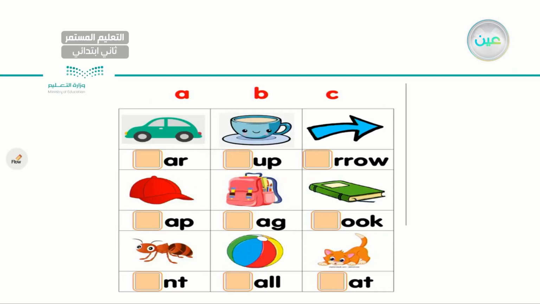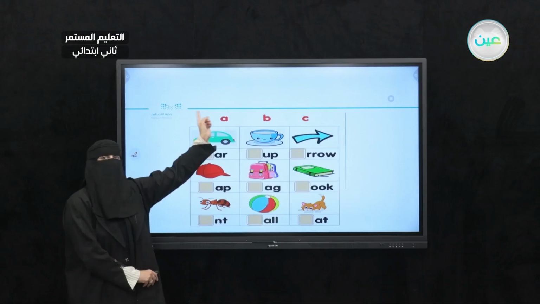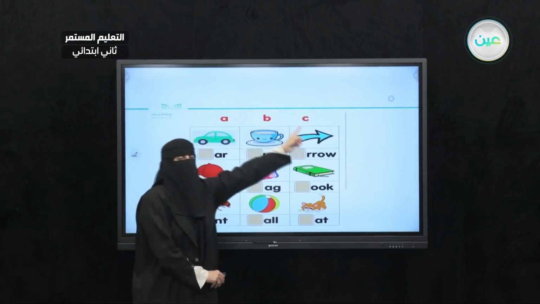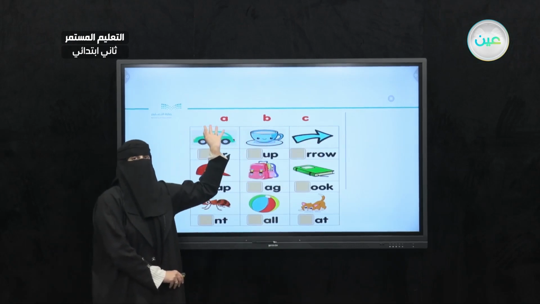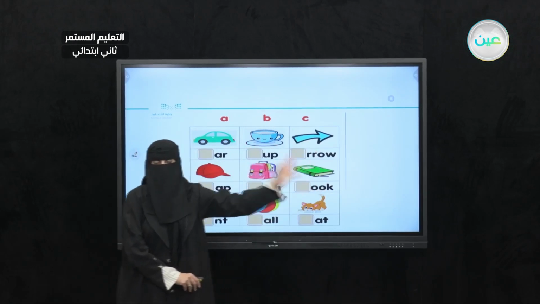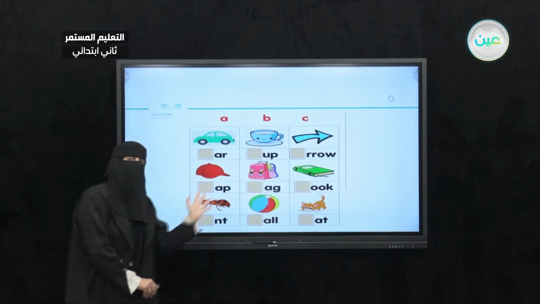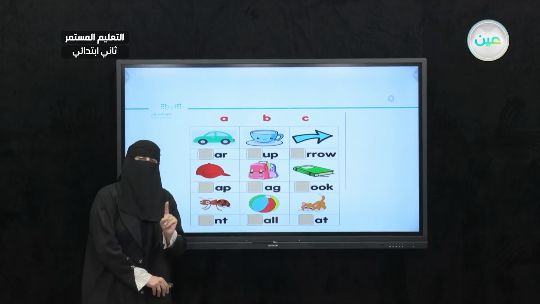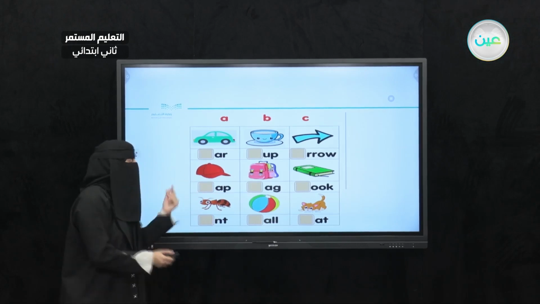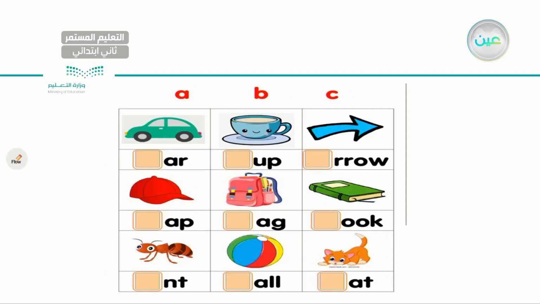Okay, now let's try to complete these words with the correct letter. Above here I have A, B, C. I have one vowel and two consonants. A is a vowel, B and C are consonants. Now I need you to complete these words with the suitable letter to form a word. For example, the first picture here, which letter do I need to put here? The letter is C. So the word is car.